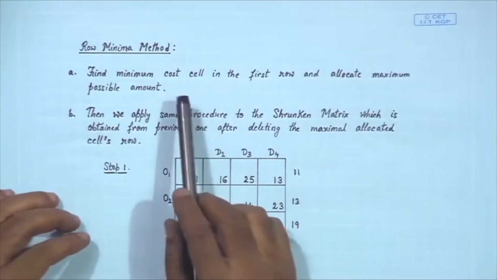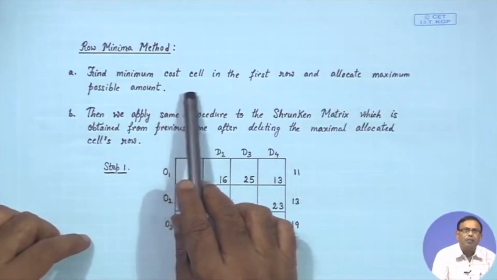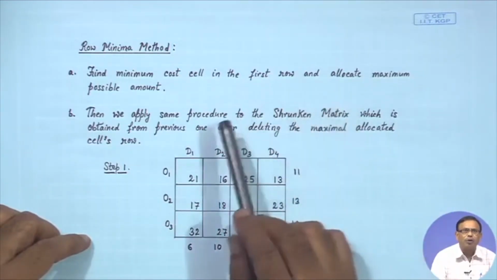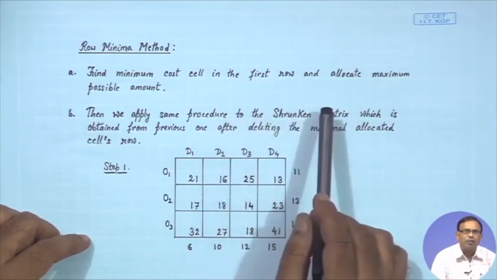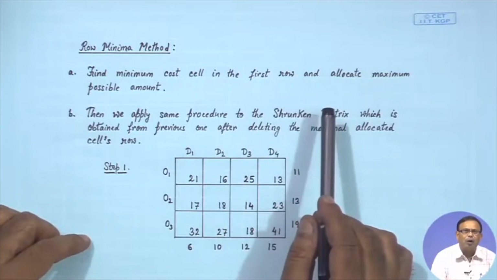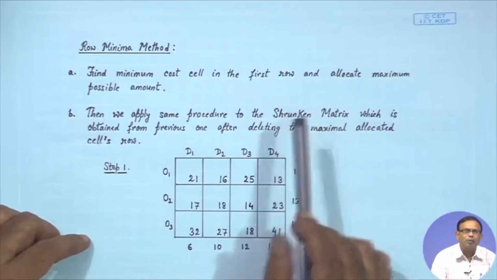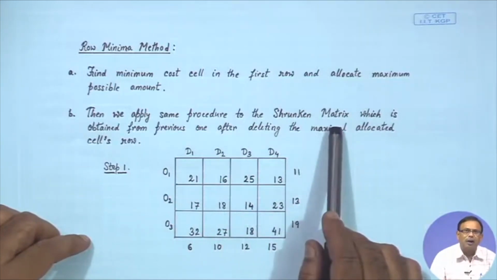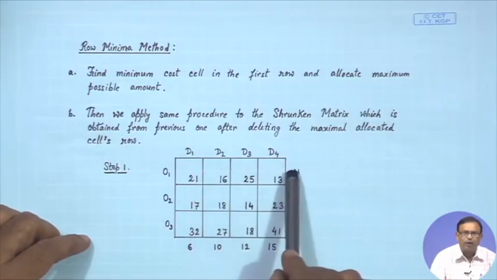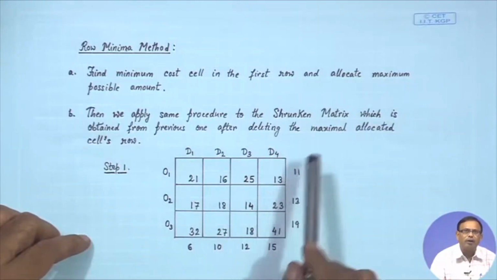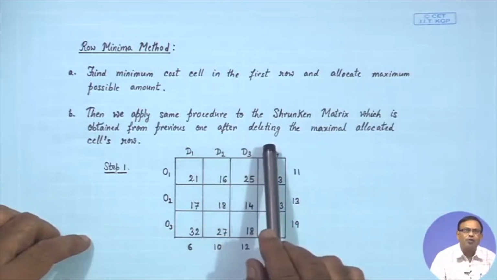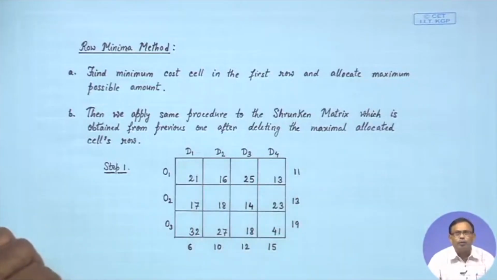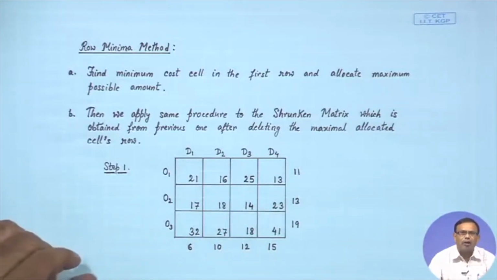In this case, what will we do? We will find the minimum cost cell in the first row and allocate the maximum possible amount. Please note, allocate the maximum possible amount, that is the minimum of A i comma B j. Then we apply the same procedure to the shrunken matrix. Shrunken matrix means we will remove that row where we have already allocated, obtained from the previous one after deleting the maximally allocated cell's row, and we will repeat the process until we have allocated all the rows.